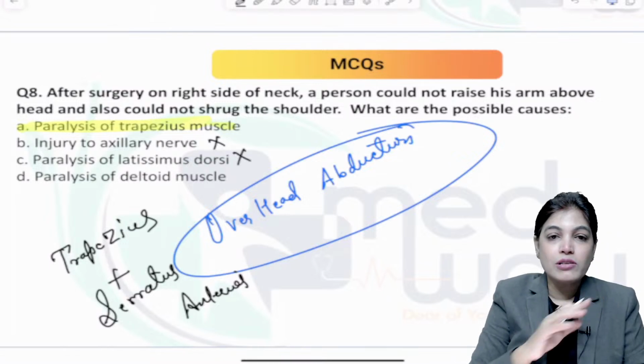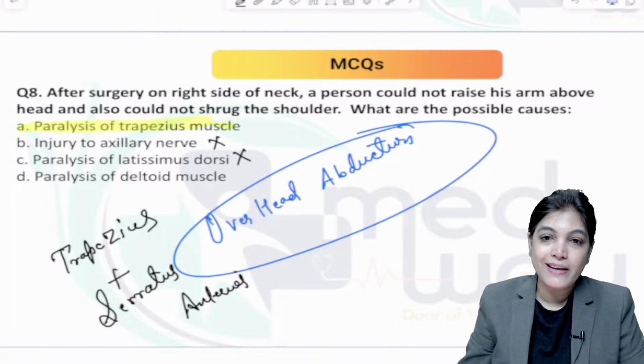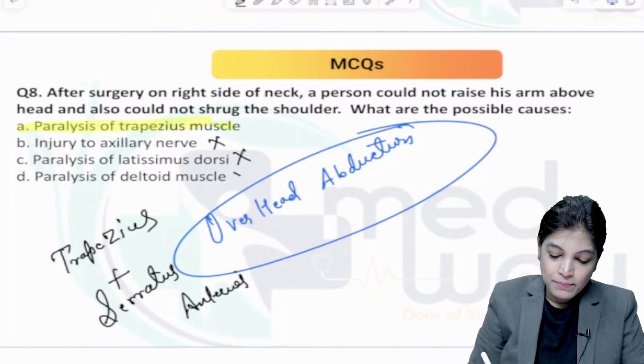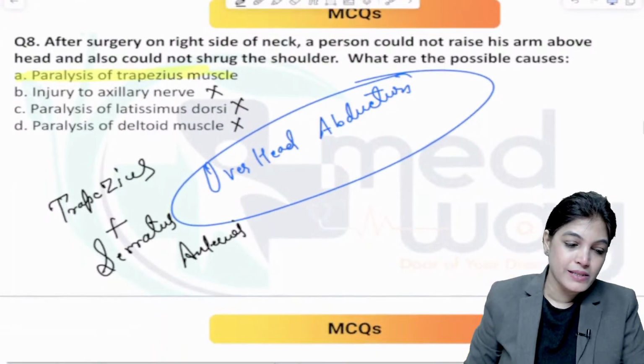Latissimus dorsi is also not the right answer. Latissimus dorsi is mainly causing extension and medial rotation of the arm, and paralysis of deltoid is already not the right answer. So we'll mark trapezius muscle as the right answer.